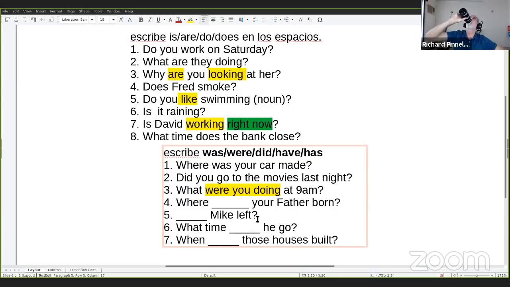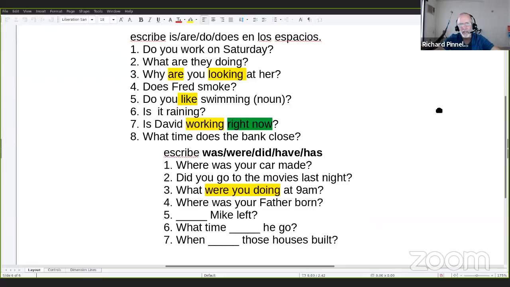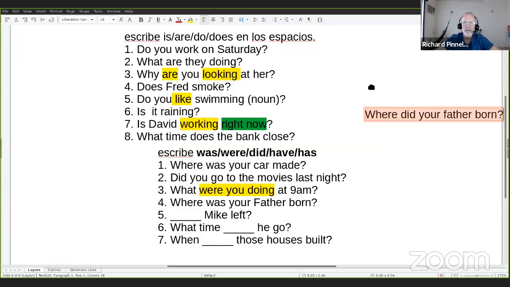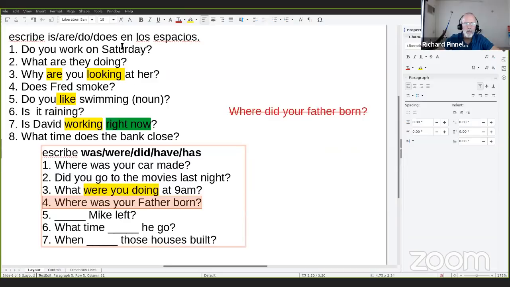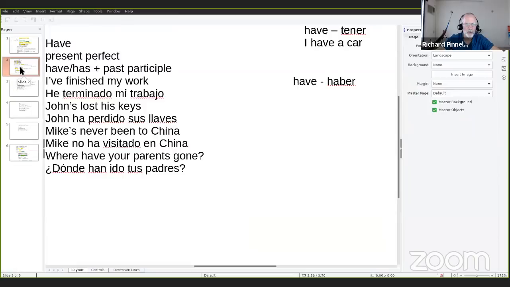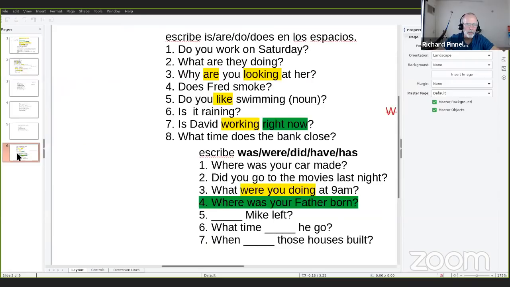Where did your father born? No, where was your father born? The answer is, where was your father born? El error que alguien hizo, where did, es el clásico error. Where did your father born? Es que en inglés tenemos que usar el pasivo. Este es incorrecto. Es un error muy común. The correct one is, where was your father born? Recuerda que comenté de eso en la pantalla anterior, porque es un error tan común. Well, where did you born? No, where were you born? Porque en inglés usamos el pasivo. Number five.